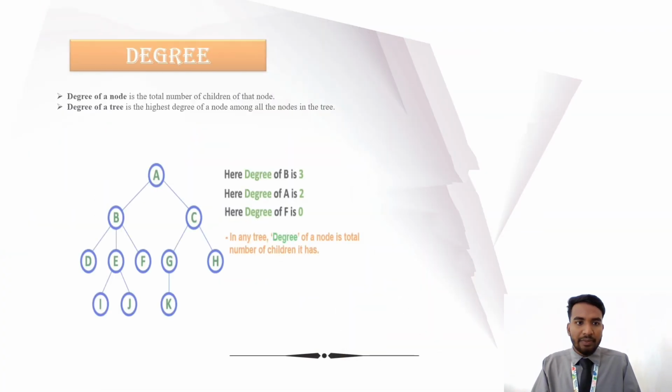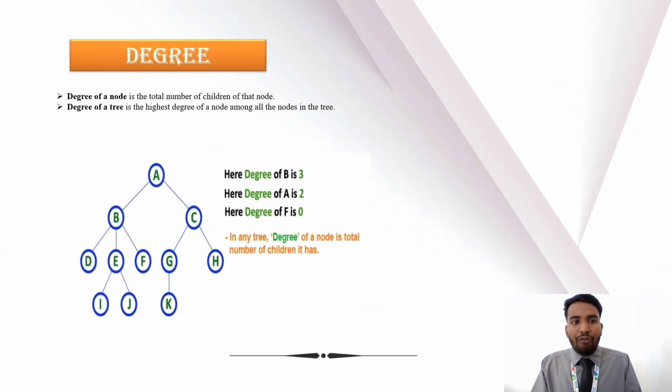So next, the degree. The degree of a node is the total number of children of that node. The degree of a tree is the highest degree of a node among all the nodes in the tree. Here we can see that if we calculate the degree for the B node, then it should be 3 because it contains 3 nodes, D, E, F, and the degree for G is 1 because it contains 1 node only. And if we calculate the degree for the A node, then it should be 2, B and C.